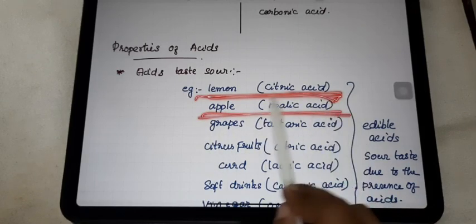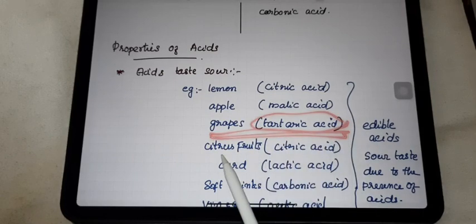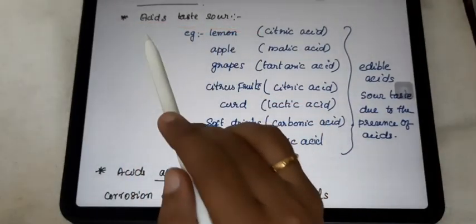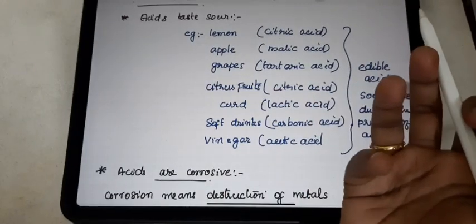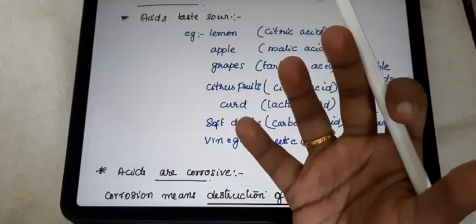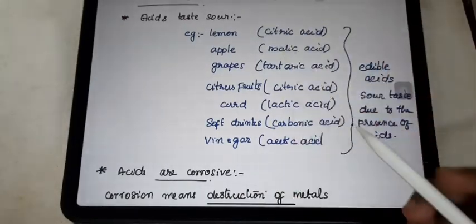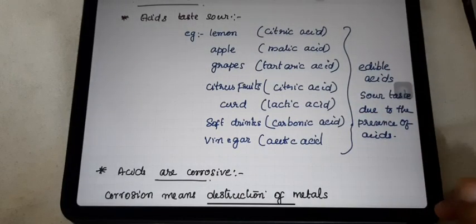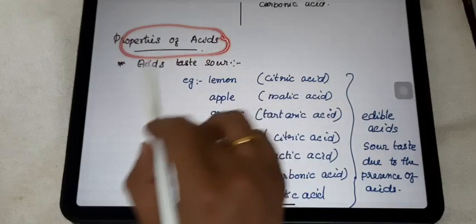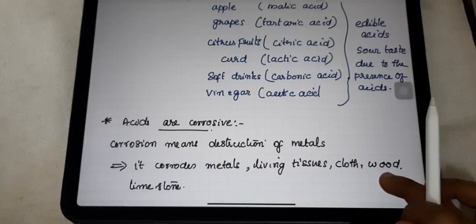Also apple contains malic acid, grapes contain tartaric acid, and citrus fruits contain citric acid. Likewise, I have written every acid's name. One special feature of acids is that they taste sour. When you taste them, you can understand it. Some have a great sour taste, some have a mild sour taste. According to the strength of the acids, the strength of the sour taste will be different. So that is the first point in the properties of an acid: it has a sour taste. If it is an acid, surely there will be a sour taste.